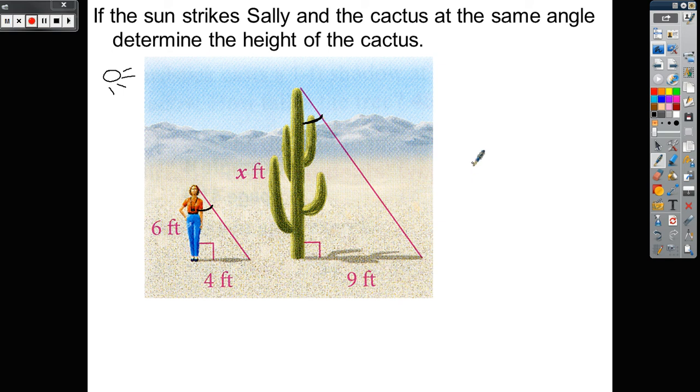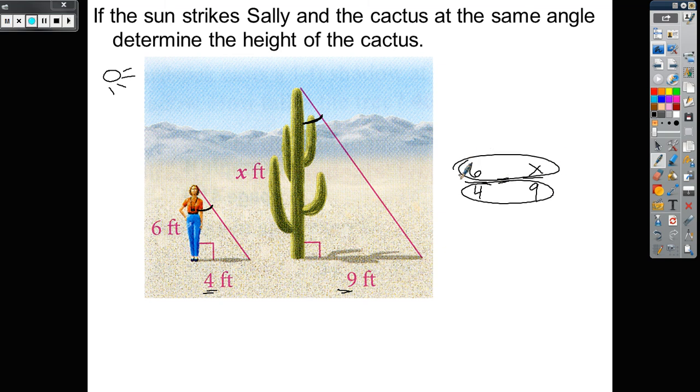Well, you could say 6 is to 4 as x is to 9. That would definitely be a proportion you could use. You could also flip-flop this. Okay, 4 is to 6 as 9 is to x. That's completely fine. But the key is that the 4 and the 9 have to correspond, and the 6 and the x have to correspond. And we see that right here.